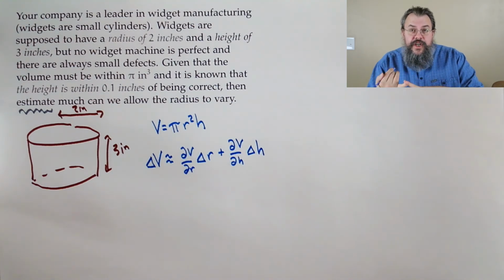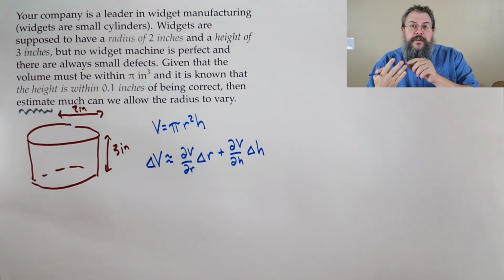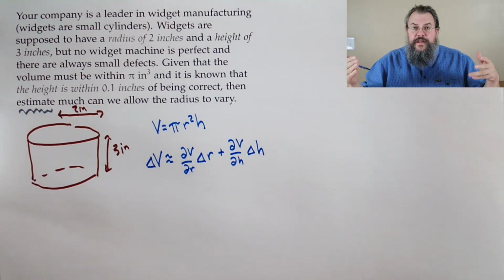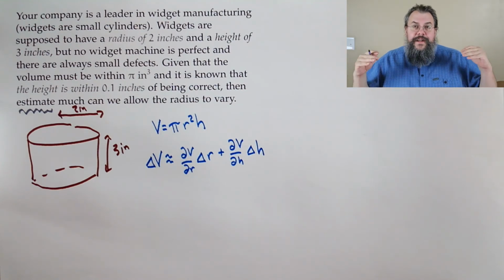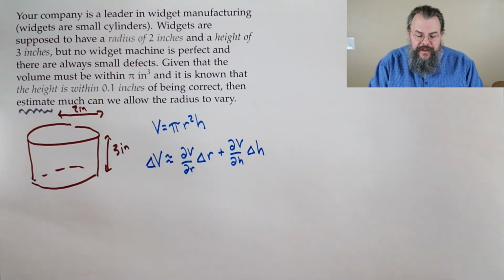So it's the rate of change in one variable times the amount of change in that variable, plus the rate of change in the other variable times the amount of change in that variable, and then we combine them together. That gives us an estimate for the rate of change of the total. Okay, so let's keep digging into this.